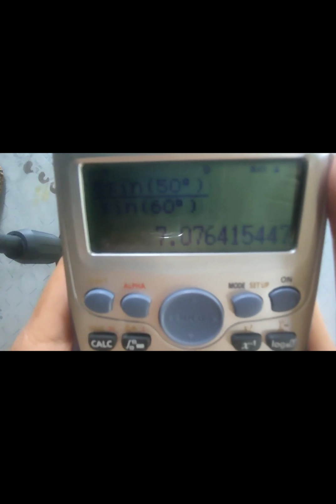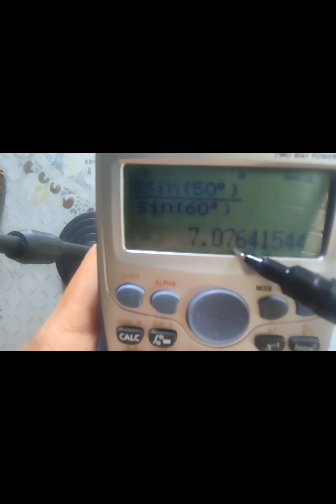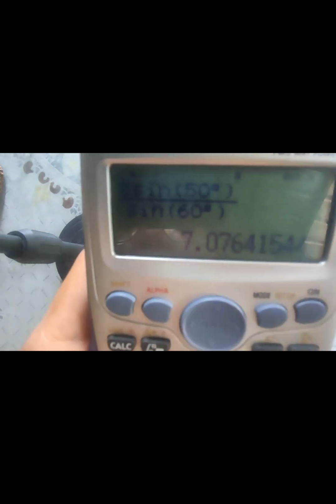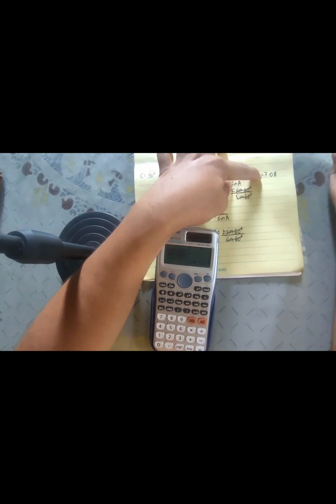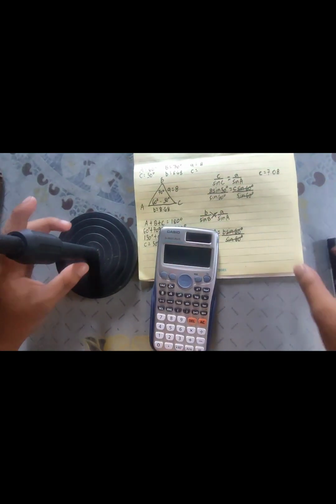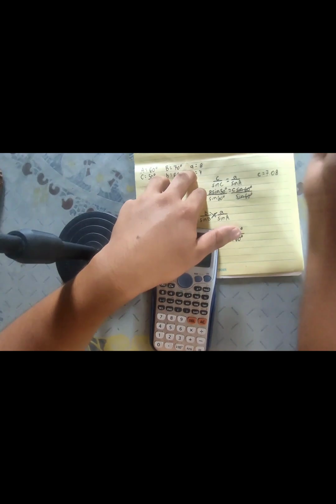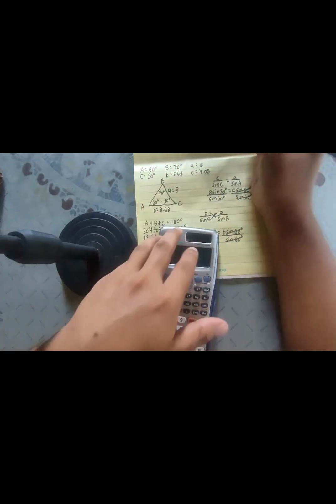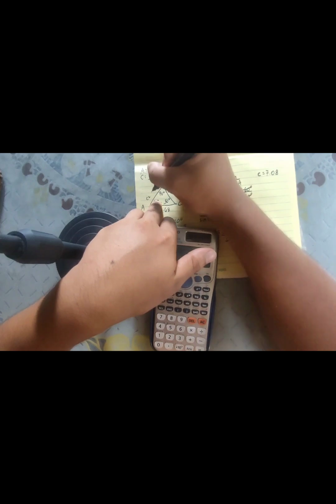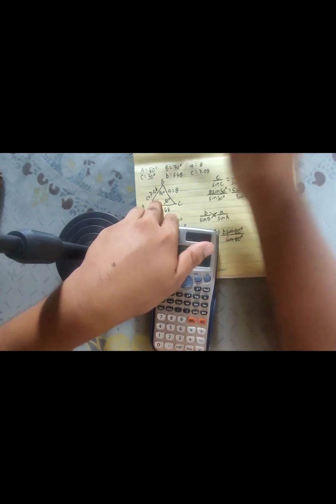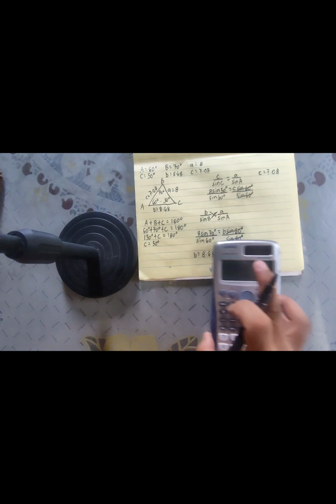and our answer will be 7.07, and we're going to use 2 decimal points. So beside 7 is 6, which is higher than 5, so we're going to round up, so it's going to be 7.08. Our side C is equal to 7.08. That is our side C. So 7.08. So here we found it all, so it's finished.